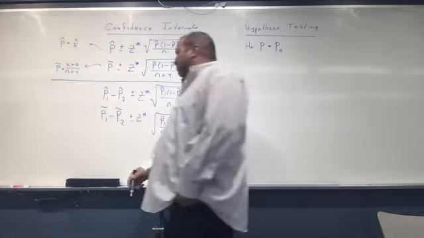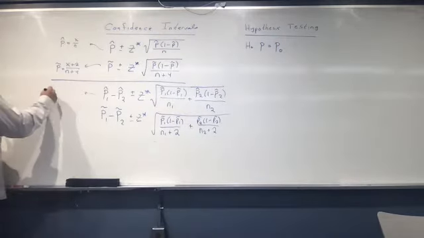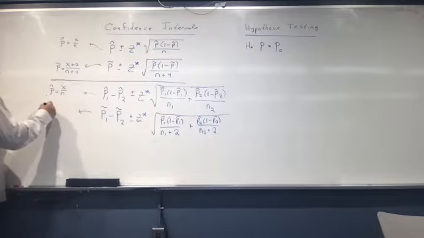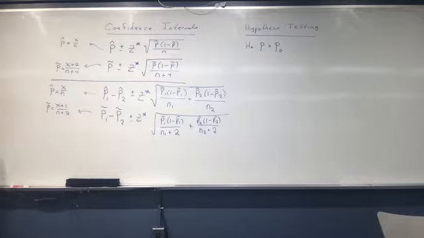And these P1 hats and P2 hats, how are they defined? X plus 1 over N plus 2. So each one, you add 1 to the top, you add 2 to the bottom, for a total of 2 to the top and 4 to the bottom over the course of both of them.